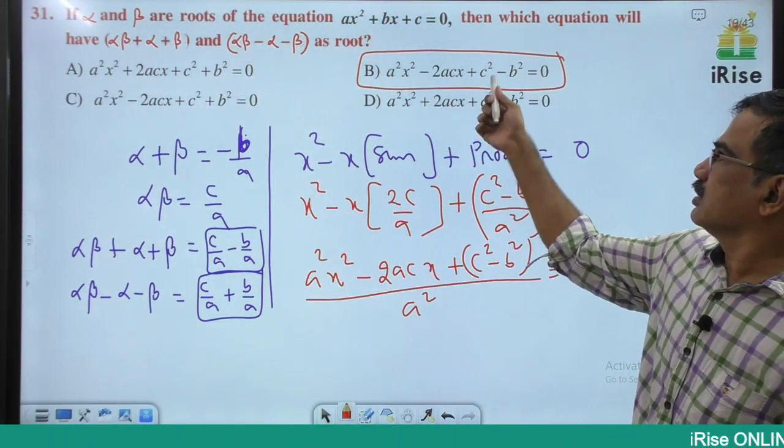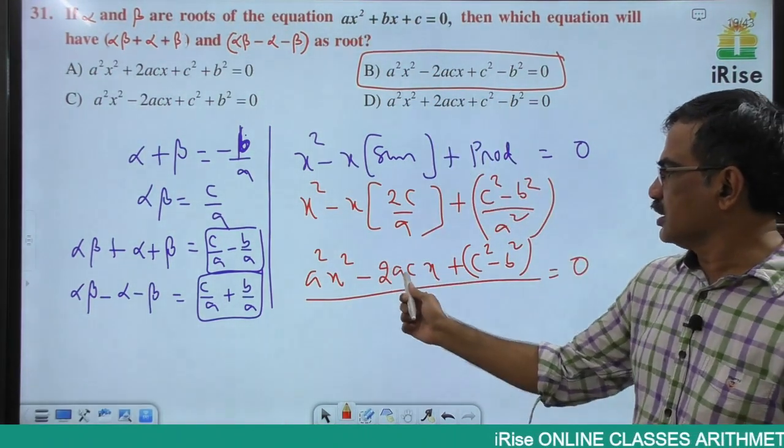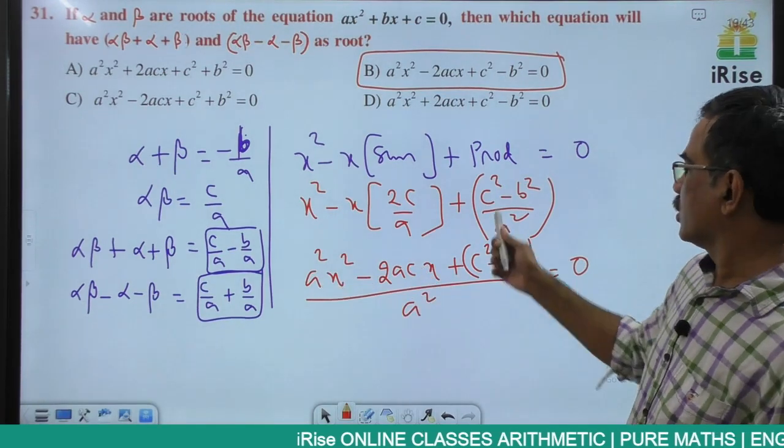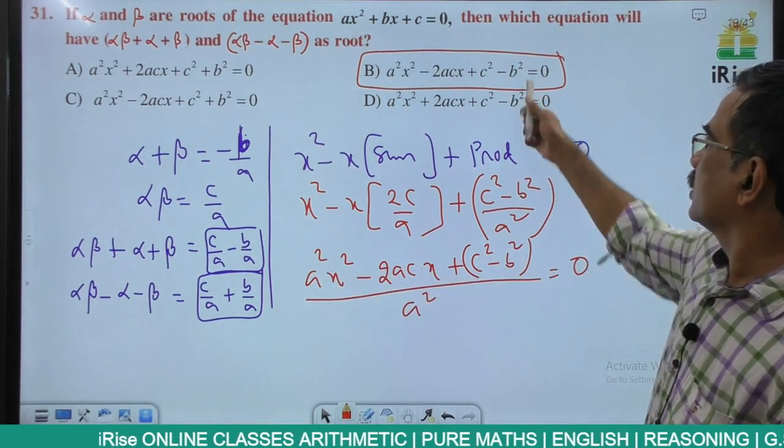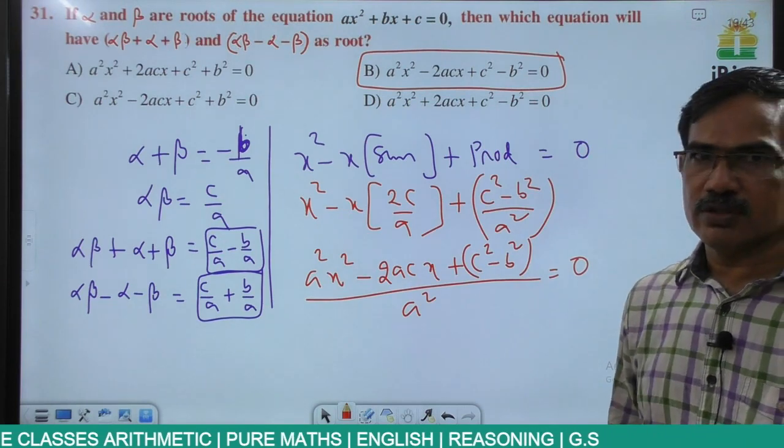The answer for this question: the sum of the roots is this one, 2ac by a square, and the product of the roots is c square minus b square by a square. Next one.